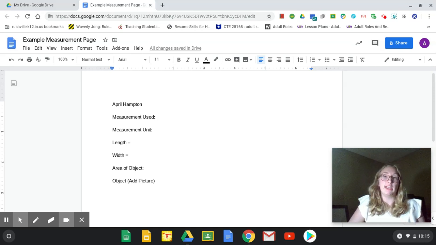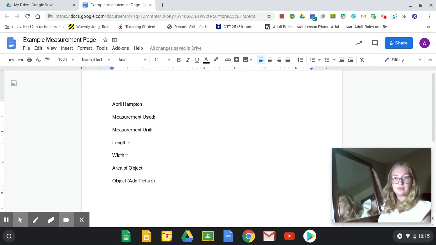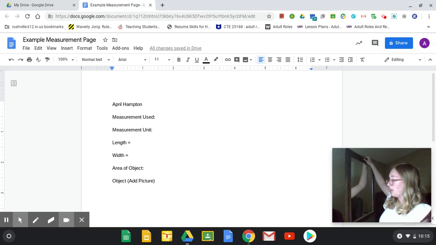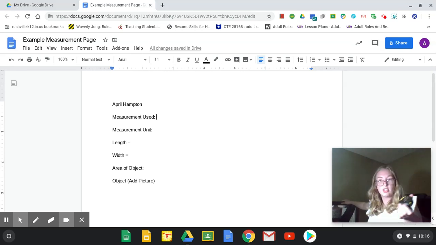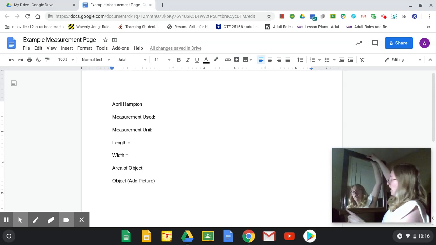Now, I'm going to show you an example of what I did. Now, the paper I'm going to show you, your Google Doc, is going to look like the Google Doc shown here. So, I'm going to do my example. I'm going to show you exactly what I did to solve this. So, my object, I got a mirror. So I got a nice wall mirror. I'd like to hang it up in my house. But before I do that, I want to measure to see the area it would take up on my wall space. So what I did is I used a tape measure, just like this one, and I measured the length and I measured the width.